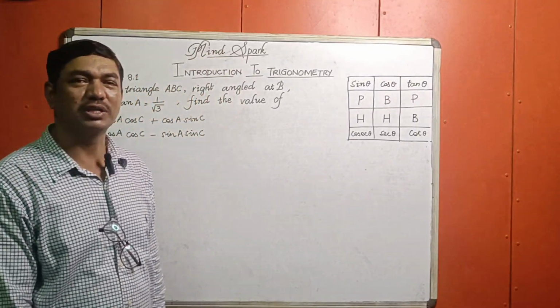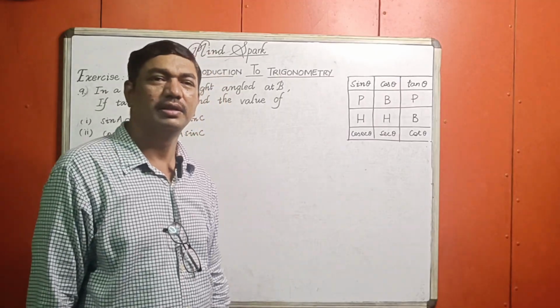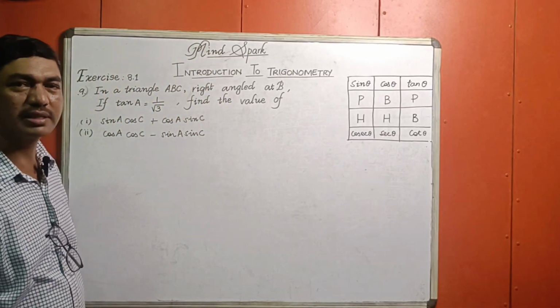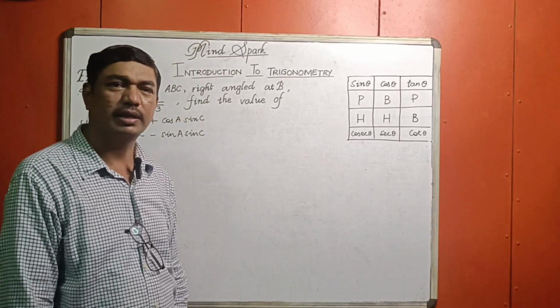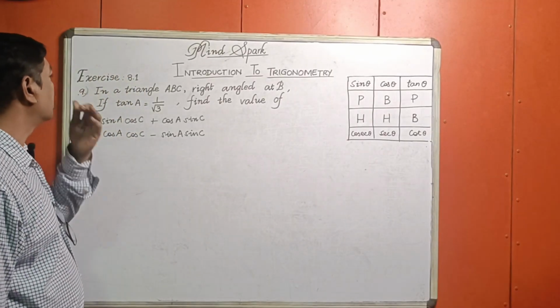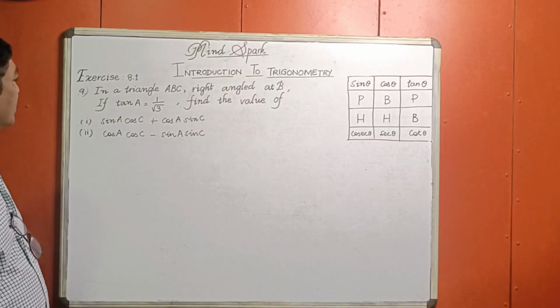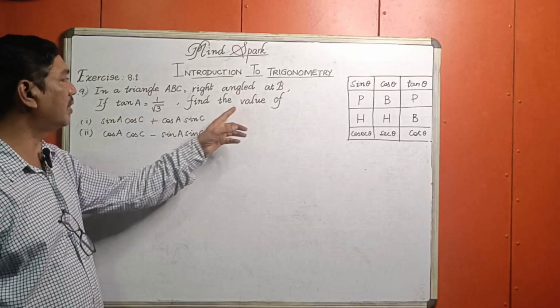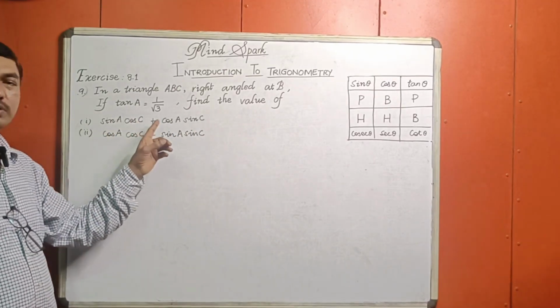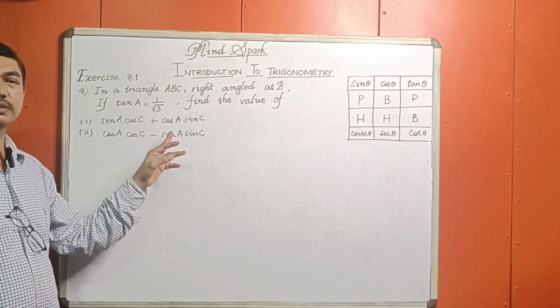Okay, today's topic is Introduction to Trigonometry, class 10. The exercise is 8.1, and the question number is the 9th one. In a triangle ABC, right angled at B, if tan A is equal to 1 by root 3, find the value of sin A cos C plus cos A sin C. And another question is cos A cos C minus sin A sin C.